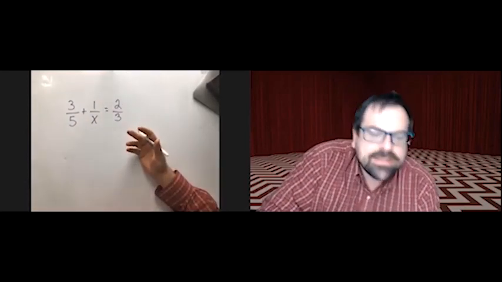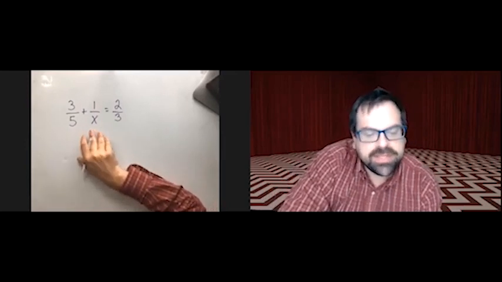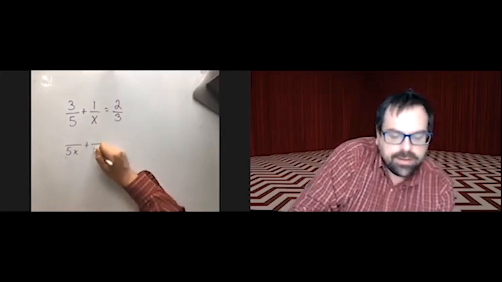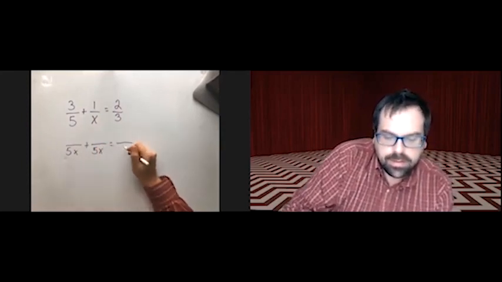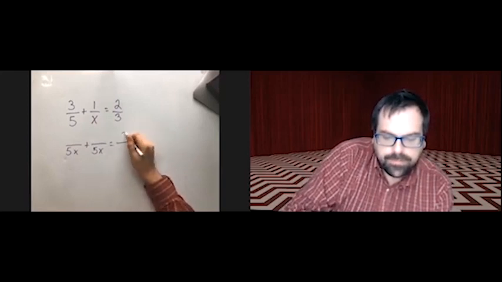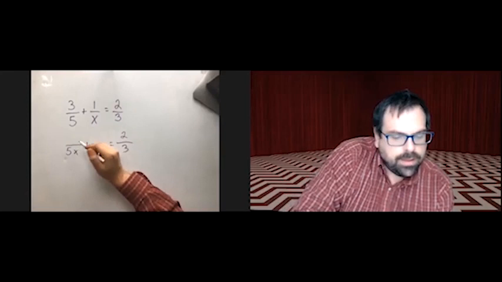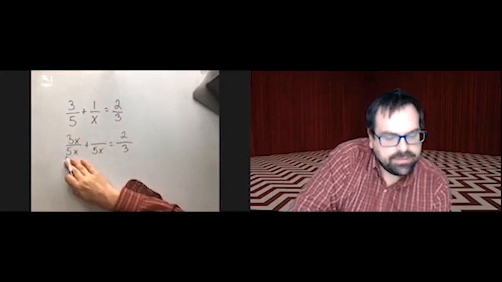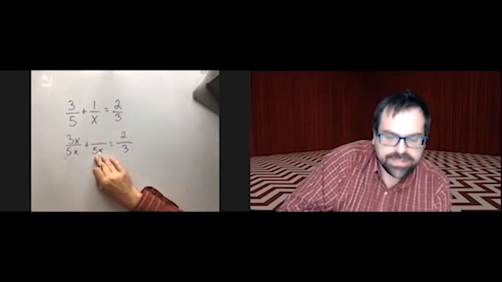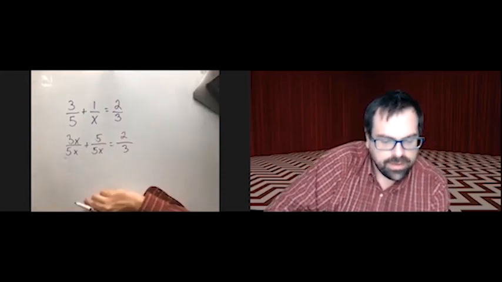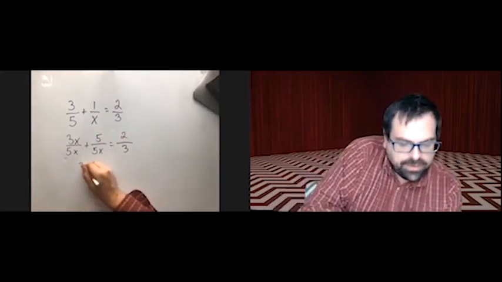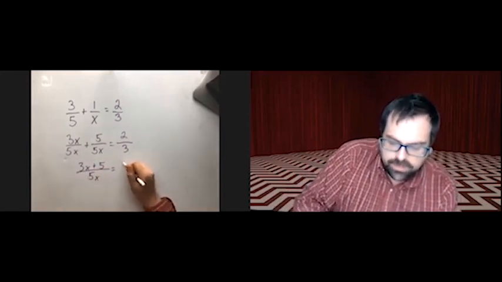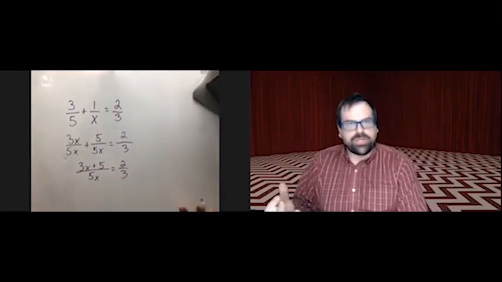In the old days, we would have fraction plus fraction. We would need a common denominator. That would be 5x. So the top would need to be multiplied by x for the 3/5, and then for the 1 over x, the top would need to be multiplied by the 5. And we would have 3x plus 5 over 5x equals 2/3, and we have a proportion.